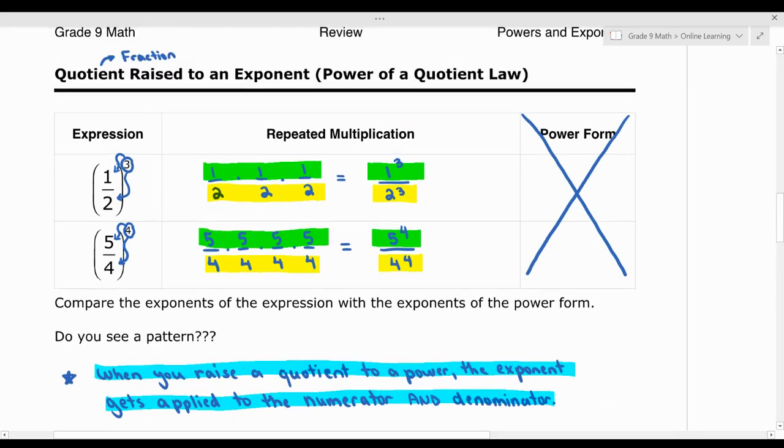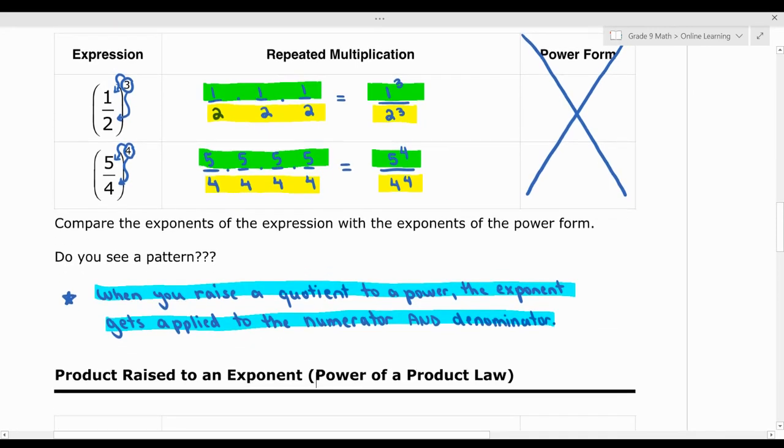Okay, so the power of the quotient law just means that when you raise a quotient, so think of a fraction, to a power, remember we'll be interchanging power and exponent. So this 3, sometimes you hear people say that's the power, some people say it's exponent. But what it tells you is when you raise a quotient to a power, the exponent gets applied to the numerator and the denominator. And we're going to try examples after the next law.